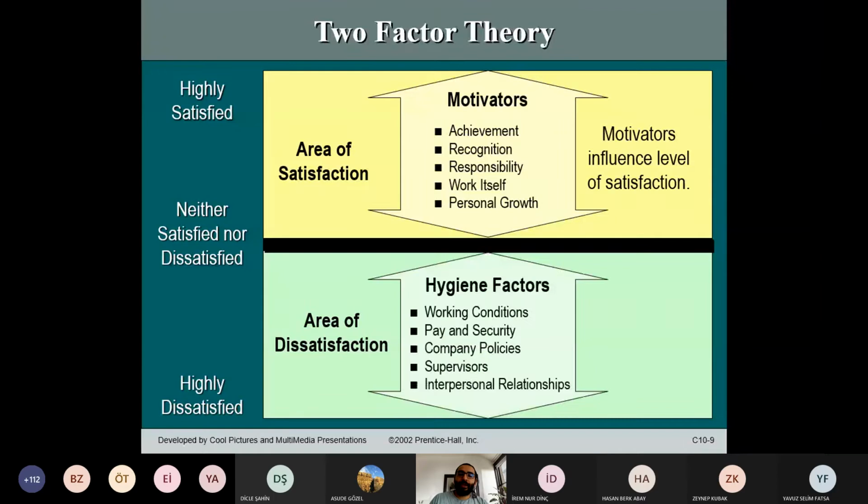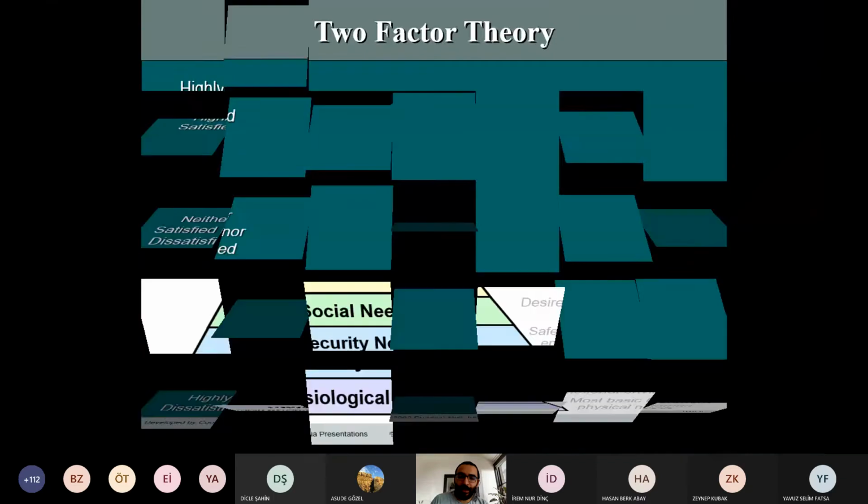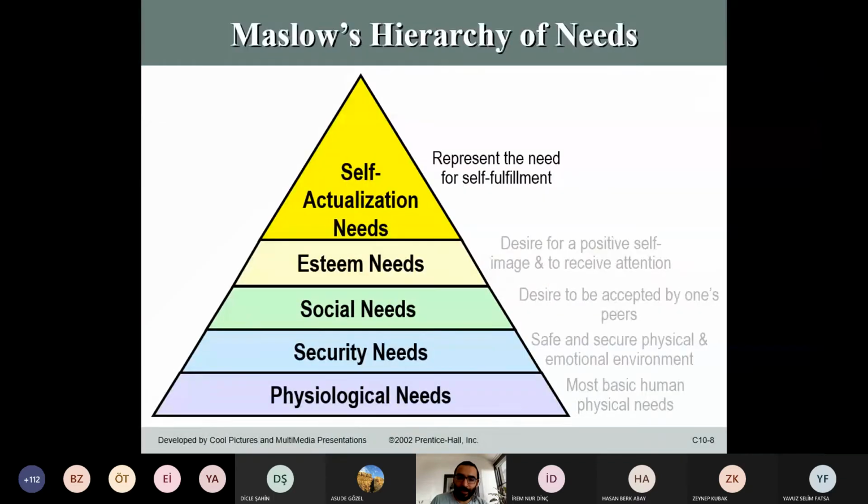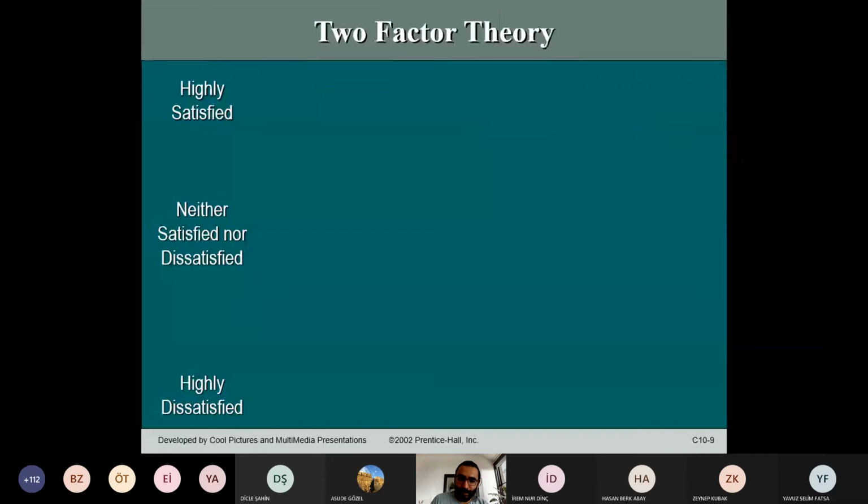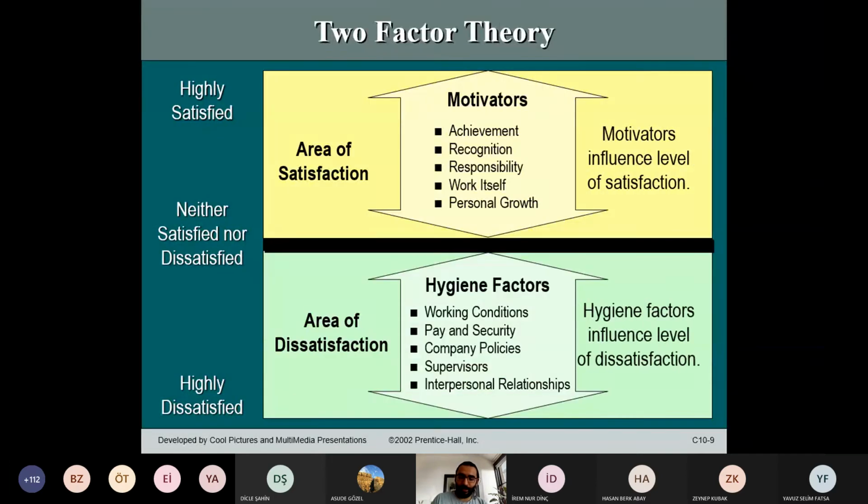So this is another related theory. This is the two-factor theory, by Herzberg, if I remember the name right. He claimed that there are two factors: motivators and hygiene factors. These hygiene factors are very similar to Maslow's physiological and security needs, right? He named them as they are.